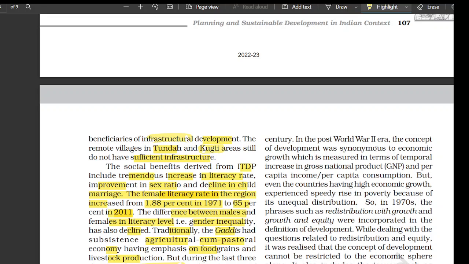In the post World War II era, the concept of development was synonymous with economic growth, which was measured in terms of temporal increase in gross national product (GNP) and per capita income or per capita consumption. But even countries having high economic growth experienced a speedy rise in poverty because of its unequal distribution. So in the 1970s, phrases such as redistribution with growth and equity were incorporated in the definition of development.